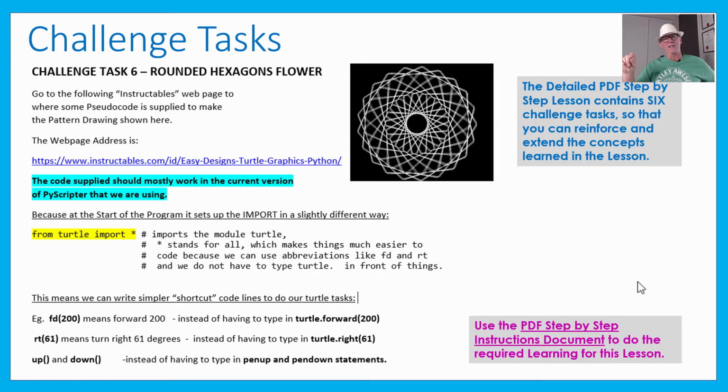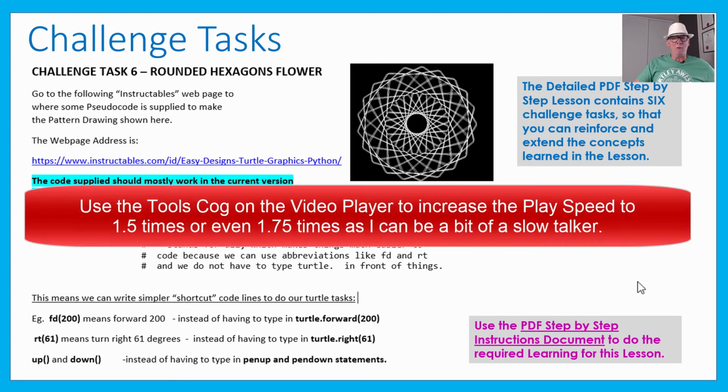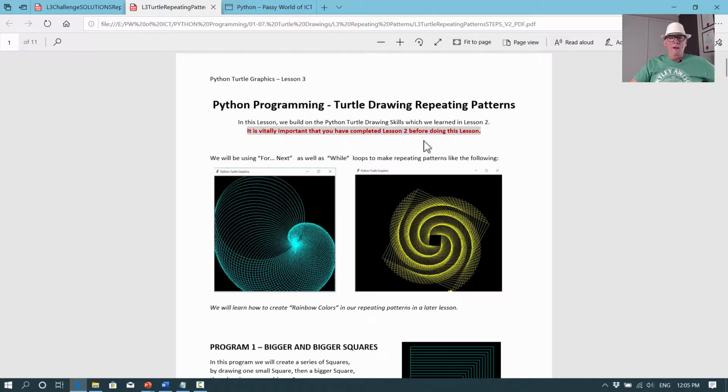Oh, and I just need to say, if you don't know it already, I'm a bit of a slow talker and go a bit slow sometimes. So it's best to go to the tools cog on the video player and click on that cog-shaped wheel, and then you can adjust the play speed and make the play speed like 1.5 or 1.75, just so the whole video is going a bit faster, and that'll probably work a lot better for you.